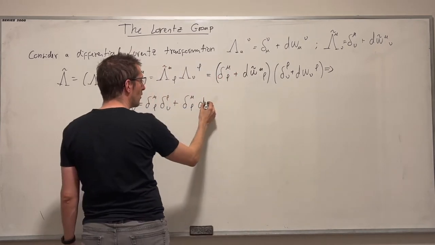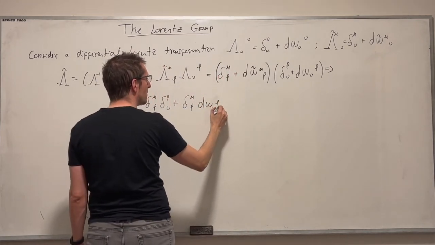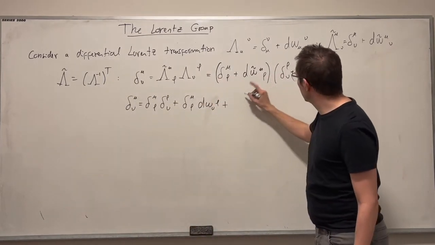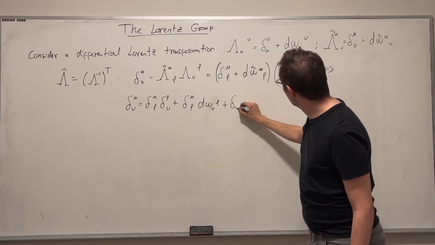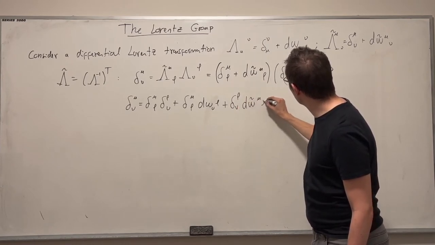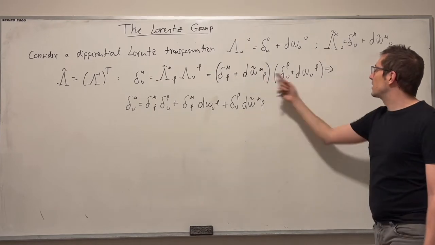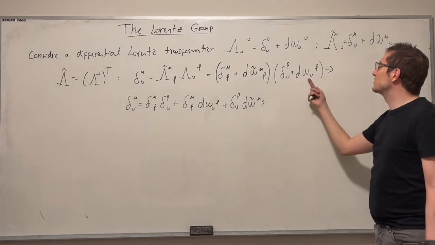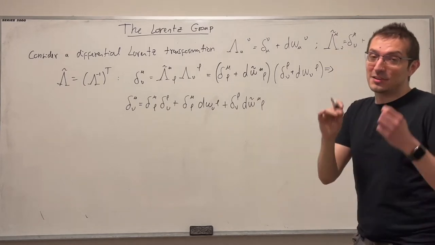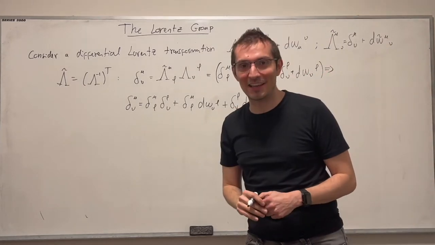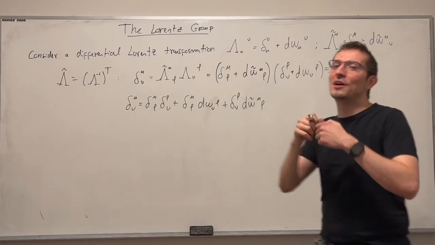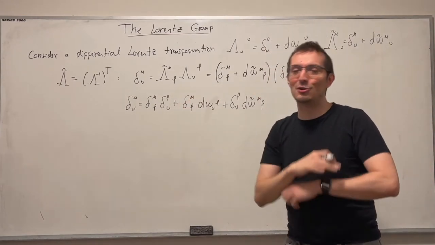D omega nu rho. Then plus delta nu rho d omega tilde mu rho, plus the cross term of these two, differential times differential, but that's higher order. Remember, we're staying only at leading order, so it's an infinitesimally small transformation, so higher order terms are not there. If it were a very small one, they could be neglected. If it's infinitesimally small, they're not there.